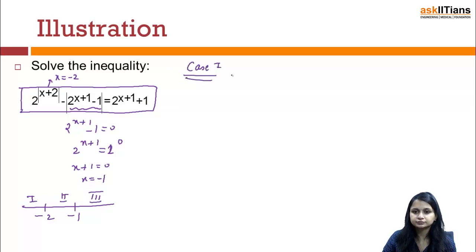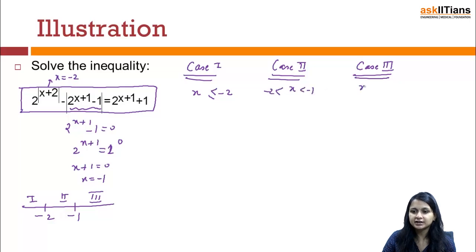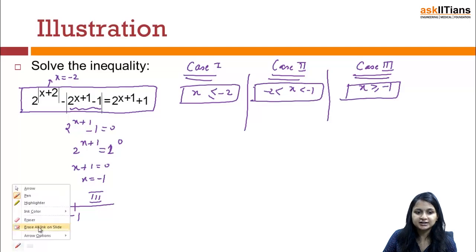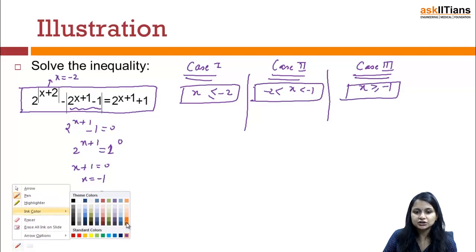Case 1, case 2 and case 3. In case 1, I will be taking x which is less than or equal to -2. In another, I will take x between -2 and -1. And finally, x greater than or equal to -1. This is how I will be taking my cases. Again, I will put them in a box so that I never forget them. This is the case I am taking and I will be finding solutions with the intersection of these, right?